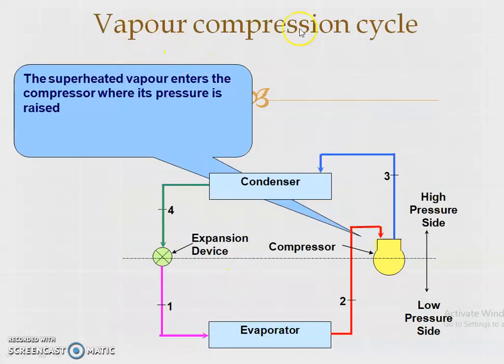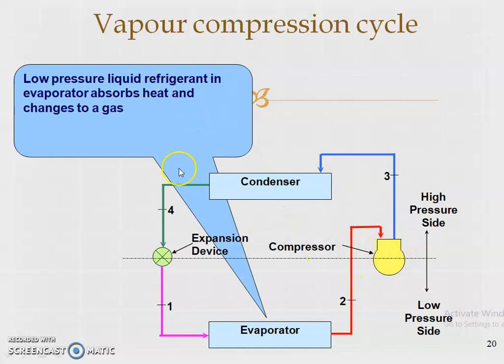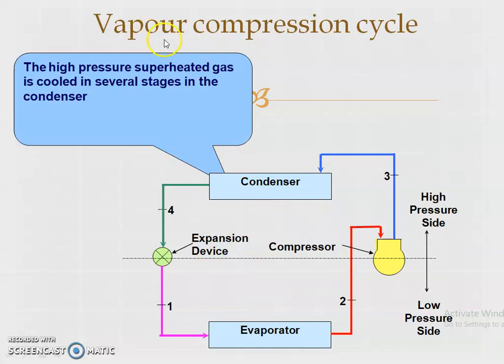Next slide, we have discussed the vapor compression cycle. Superheated vapor enters the compressor, where its pressure is raised. Next, from the evaporator, the low pressure liquid refrigerant absorbs heat in the evaporator and changes to gas. Next, the high pressure superheated gas is cooled in several stages in the condenser.